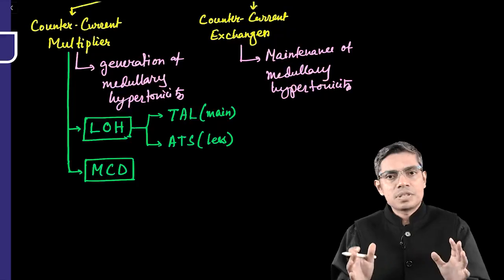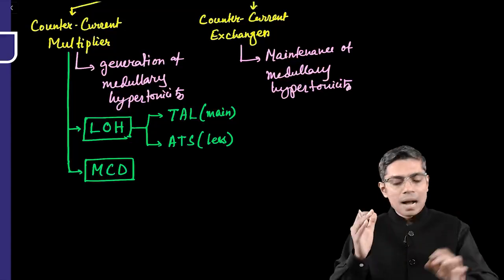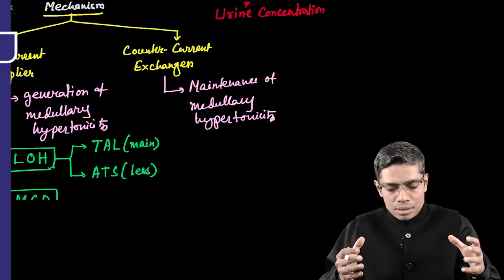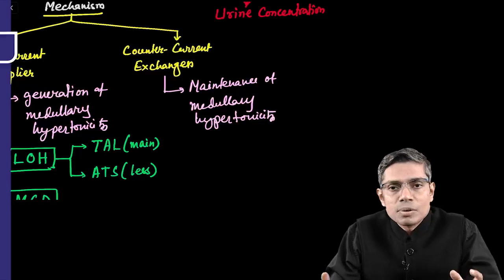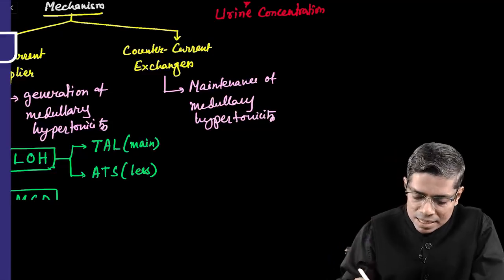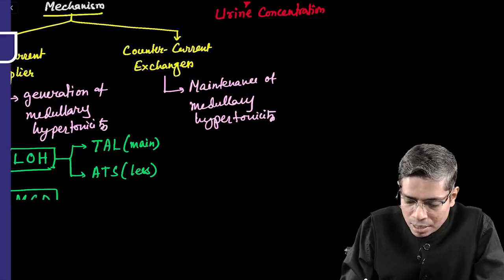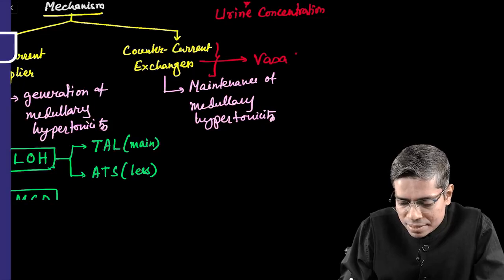Okay, these are the two segments which will generate the hypertonicity of the medulla. And after generation, some part of this juxtamedullary nephron, or the peritubular capillary, is going to maintain that. They will prevent the washout of this hypertonicity, and that is done by the vasa recta. So that's why we know that the countercurrent exchanger is the vasa recta.